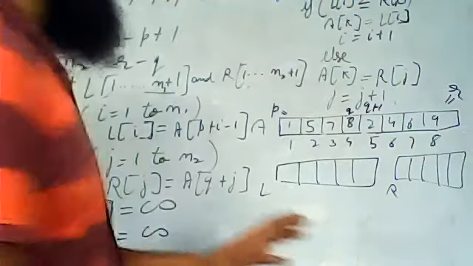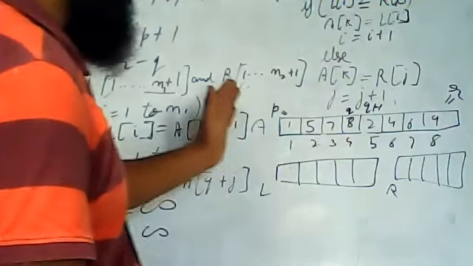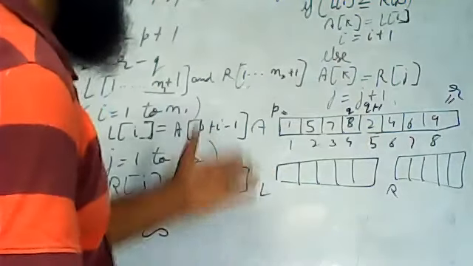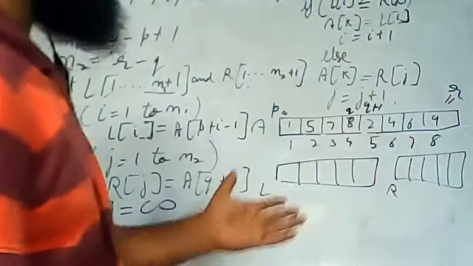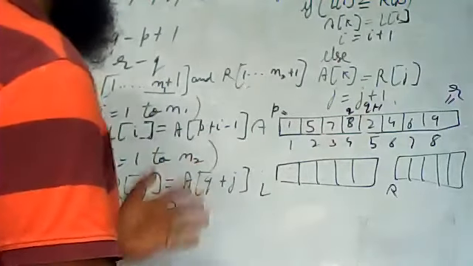You can use any way to calculate the length from starting to the middle point. You can do it like this: from P to R divided by 2. That will be 1 plus 8 divided by 2, which is 4.5, and Q will be 4. This is how we calculate Q. We will calculate it in the main merge sort procedure.